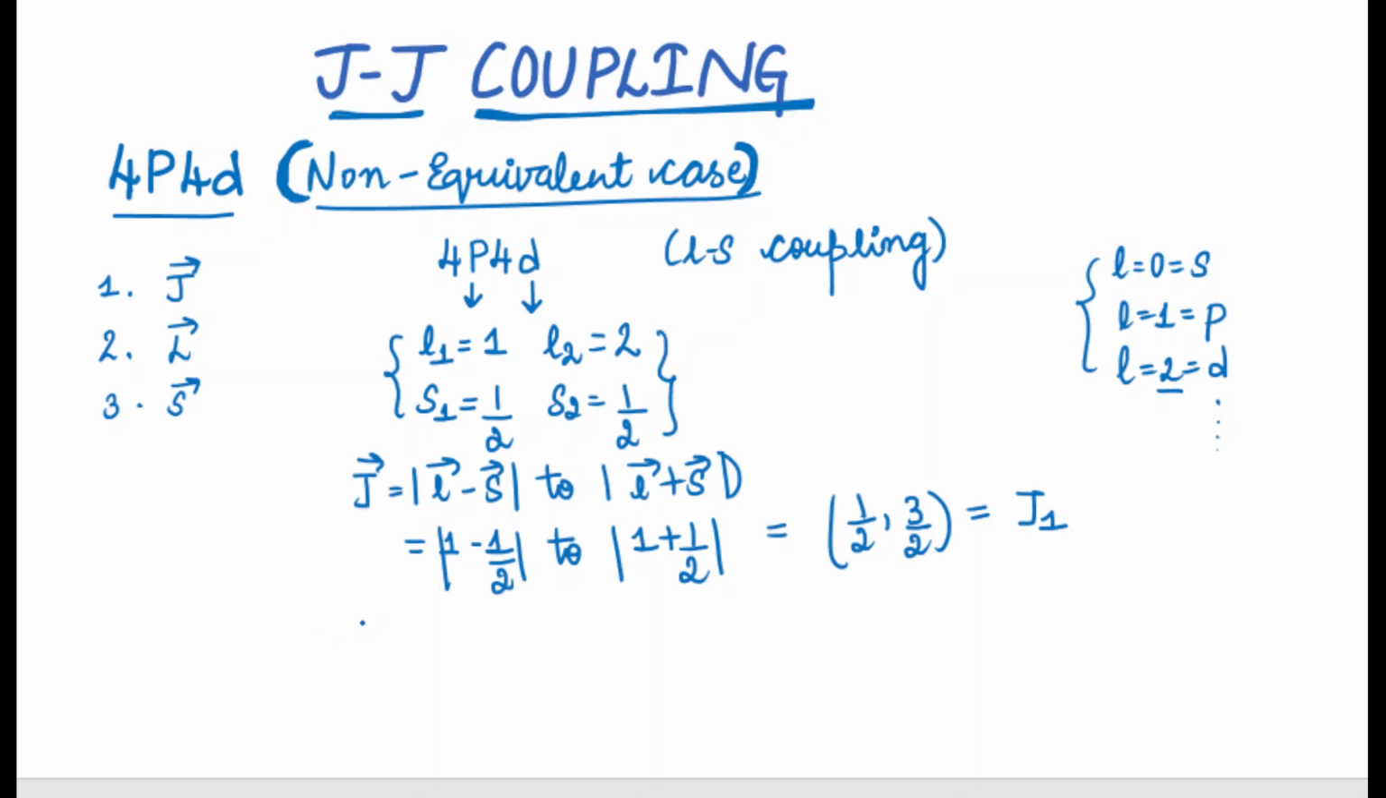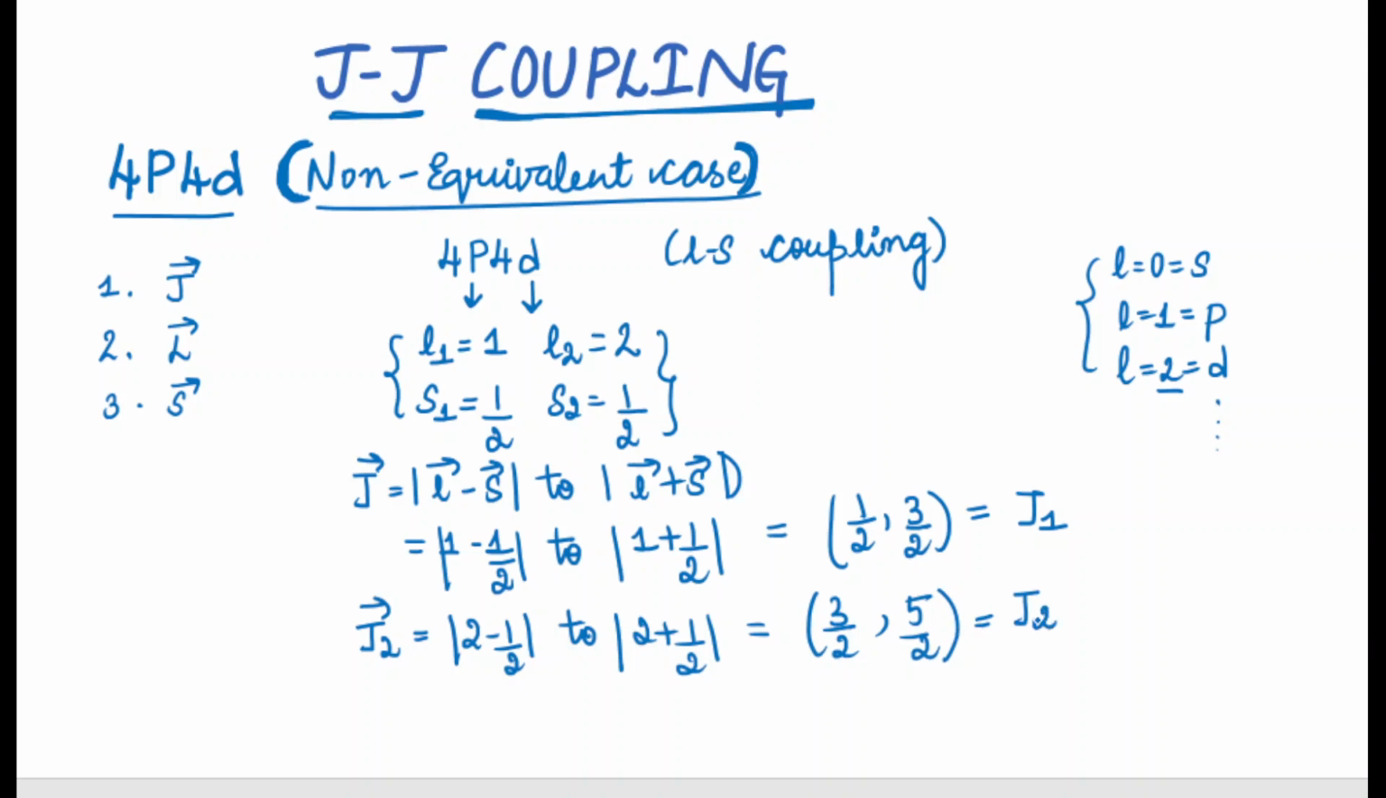For L2 and S2, what is the value of the J2 vector? J2 is 2 minus half to 2 plus half. I hope you are getting it. 2 minus half is 4 minus 1, that is 3 by 2. And 2 plus half is 4 plus 1, which is 5 by 2. So 3 by 2 and 5 by 2 are the values of J2. Now finally we have the values of J1 and J2.